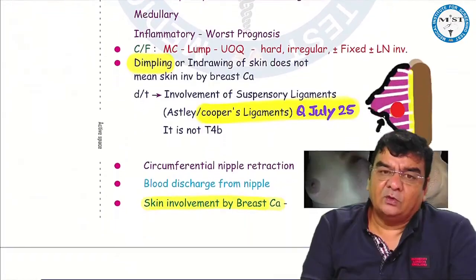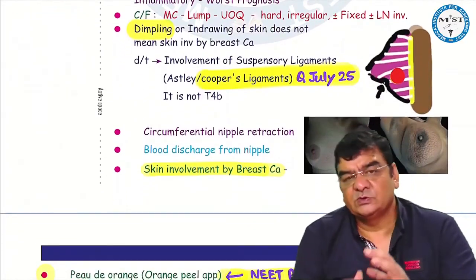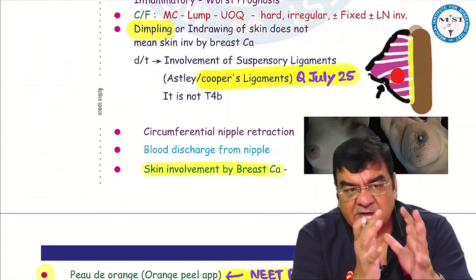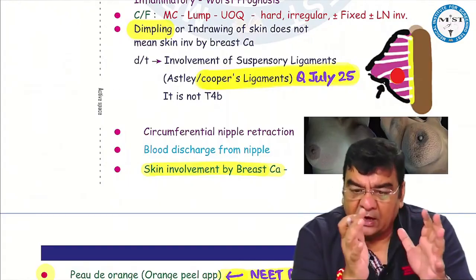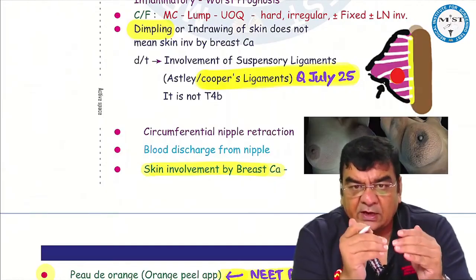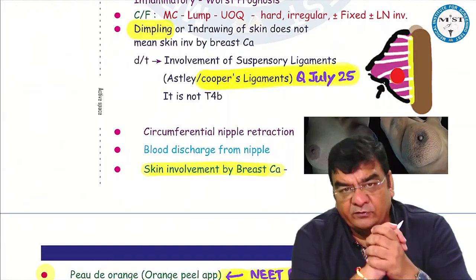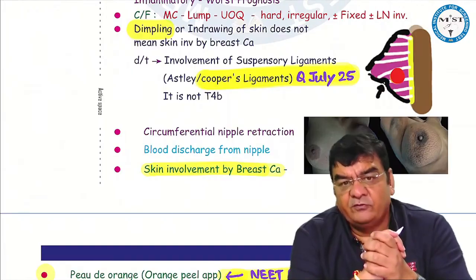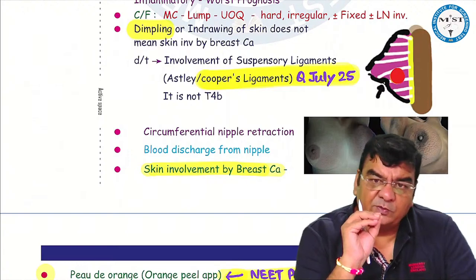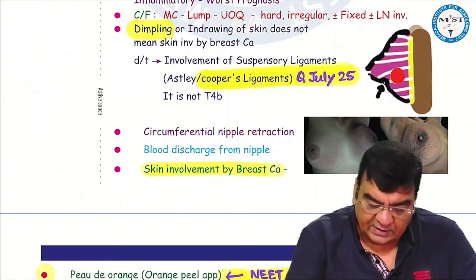If we look at how breast cancer patients can present to us, most commonly they present with a lump in the upper outer quadrant of the breast. Cancerous lumps are usually hard in consistency, irregular, and may be fixed to the underlying or overlying structures. They may be involving the lymph nodes. If they are involving the suspensory ligament or Cooper's ligament, we can find indrawing or dimpling of the skin.